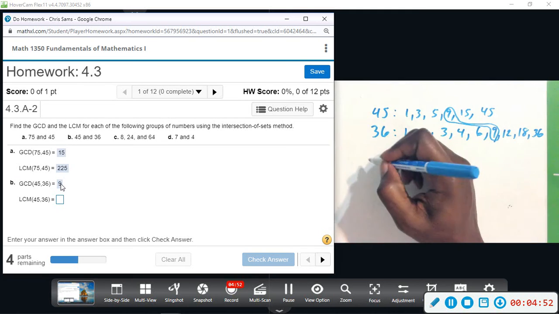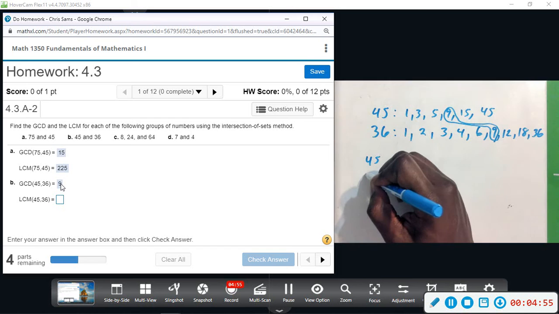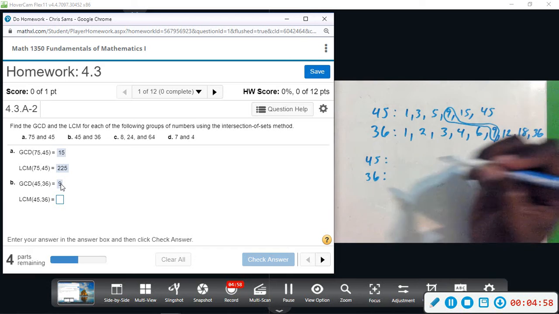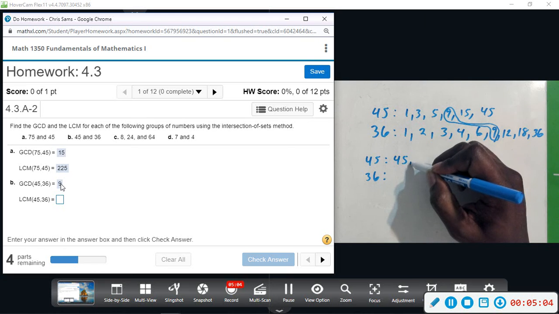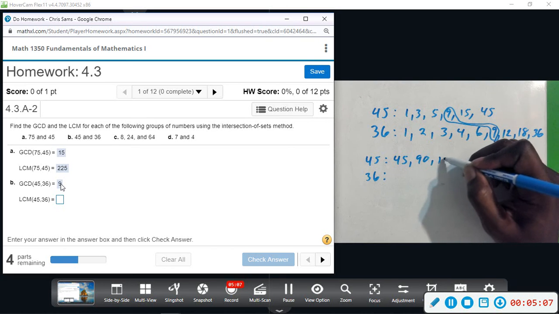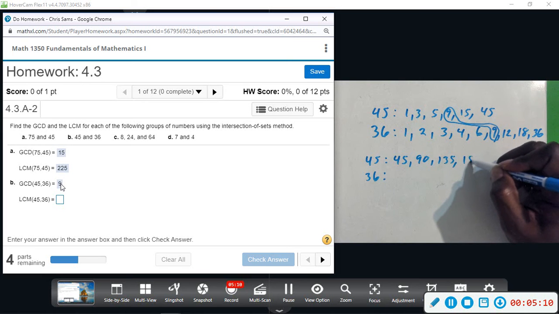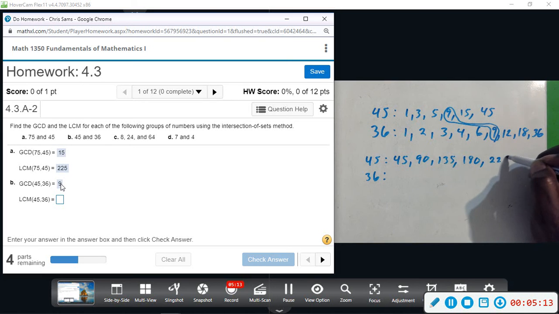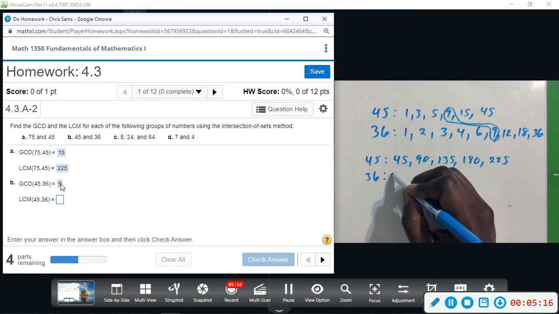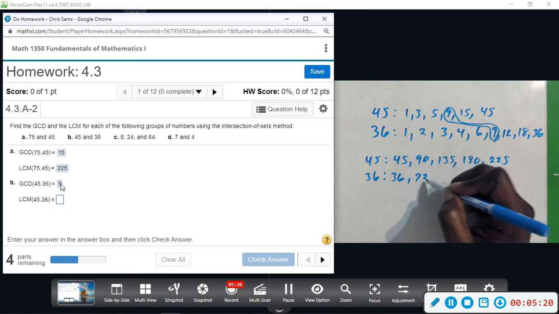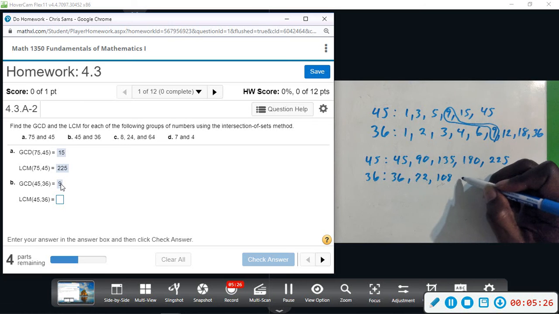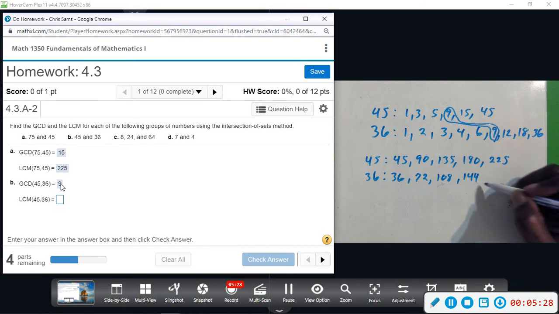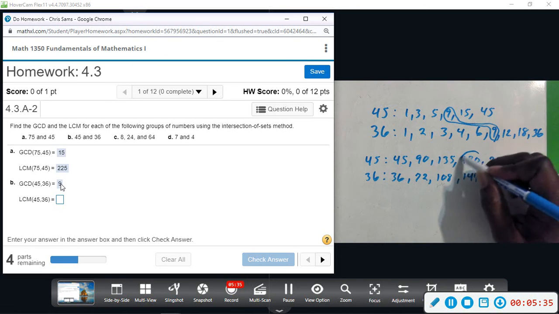And then if we multiply these out, 45, 90, 135, 180, 225, and we'll keep going if we need more. 36, 72, 108, 144, and then 180. Okay, so they both have 180 in common.